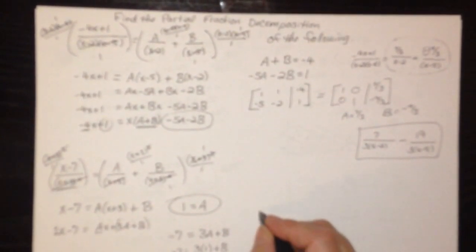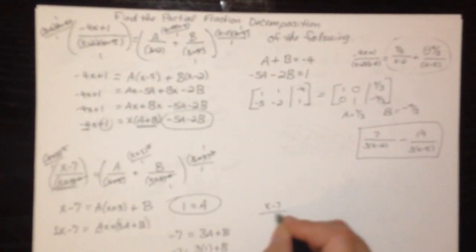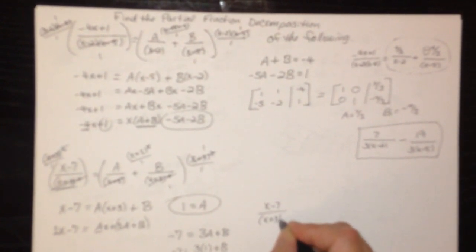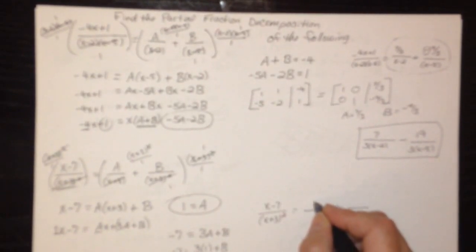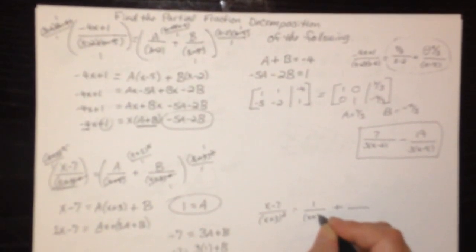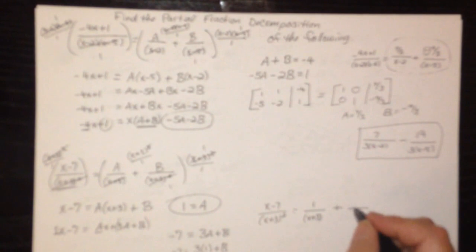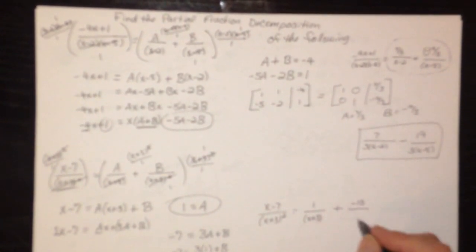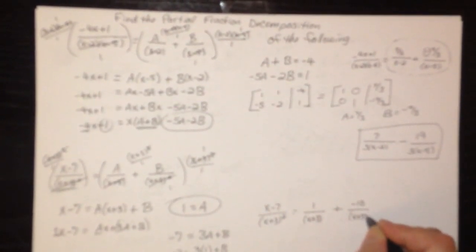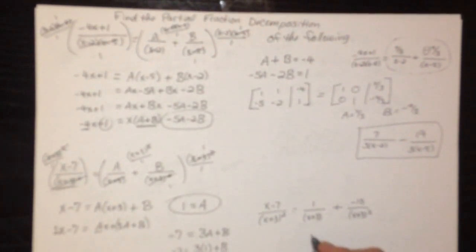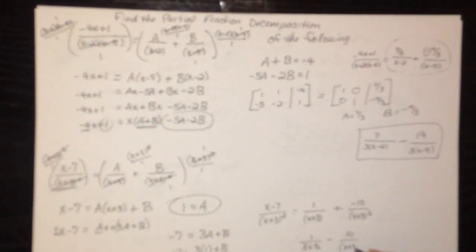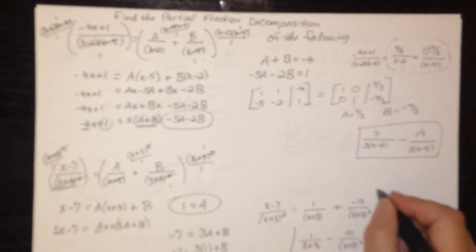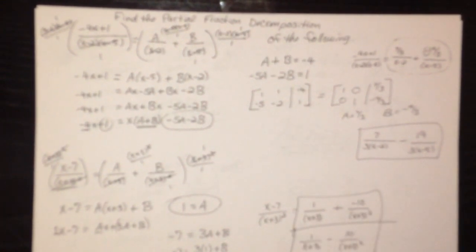The final answer is to rewrite x minus 7 over x plus 3 squared into its partial fraction decomposition, which is A, or 1, over x plus 3, plus B, or negative 10, over x plus 3 squared. Again, you could write this as 1 over x plus 3, minus a positive 10 over x plus 3 squared. Two equally good answers.